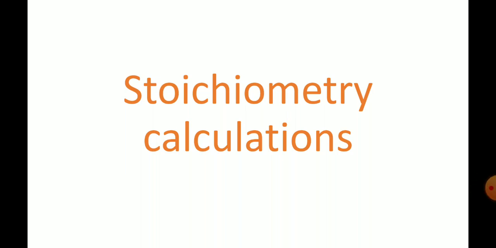Standard 11, subject chemistry. Dear students, in 11th standard chemistry, we are dealing with unit number 1, which is basic concepts of chemistry and chemical calculations. And in that unit, various topics we have seen so far. And today, in this video, the concept which we are going to discuss is stoichiometry calculations.